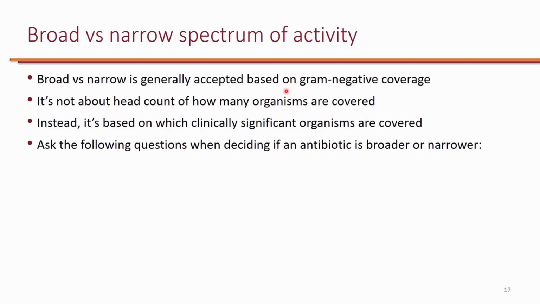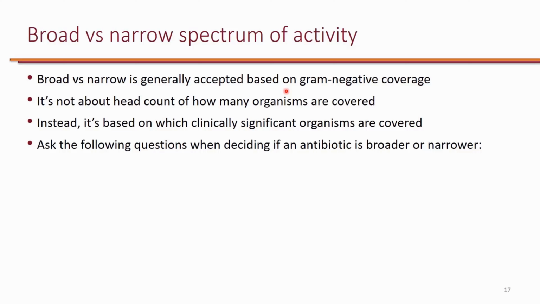Which brings us to the concept of broad versus narrow spectrum of activity. Generally speaking, broader antibiotics are more likely to cause selective pressure because they can wipe out more clinically significant organisms and leave behind the resistant organisms. Now, when it comes to broad versus narrow, the generally accepted definition is based on gram-negative coverage.